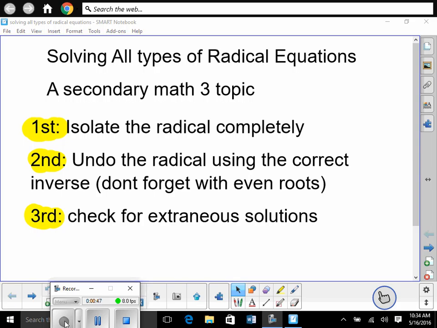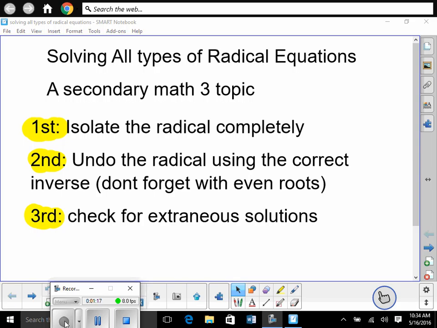Now third, you have to check for extraneous solutions. In secondary 2, you don't have to worry about extraneous solutions. Extraneous solutions are solutions that come out, and you got it correct, but if you plug it back in, it doesn't come out with a true statement. How those extraneous solutions happen is, we manipulate these equations so much that it introduces an extraneous solution, a solution that you will throw out due to manipulations that wasn't truly a solution.